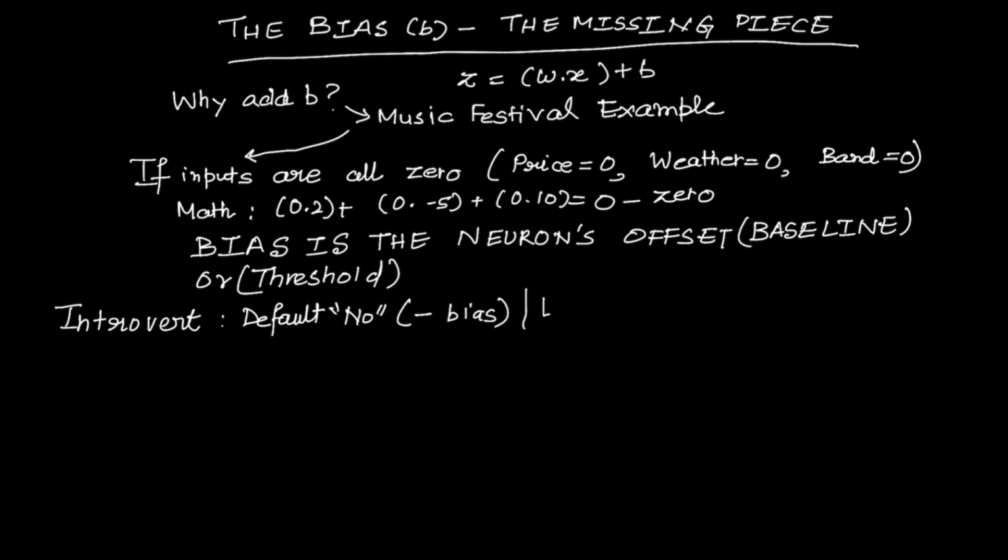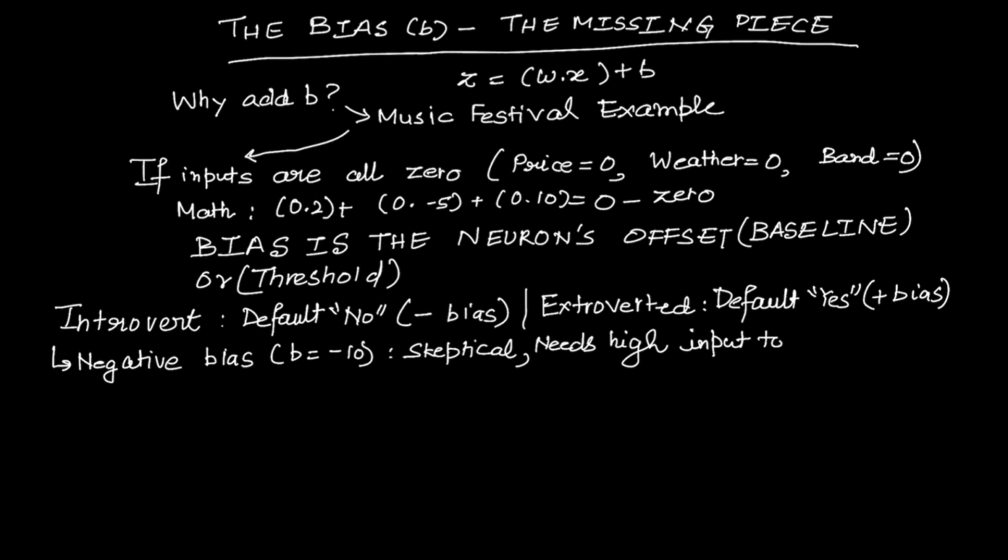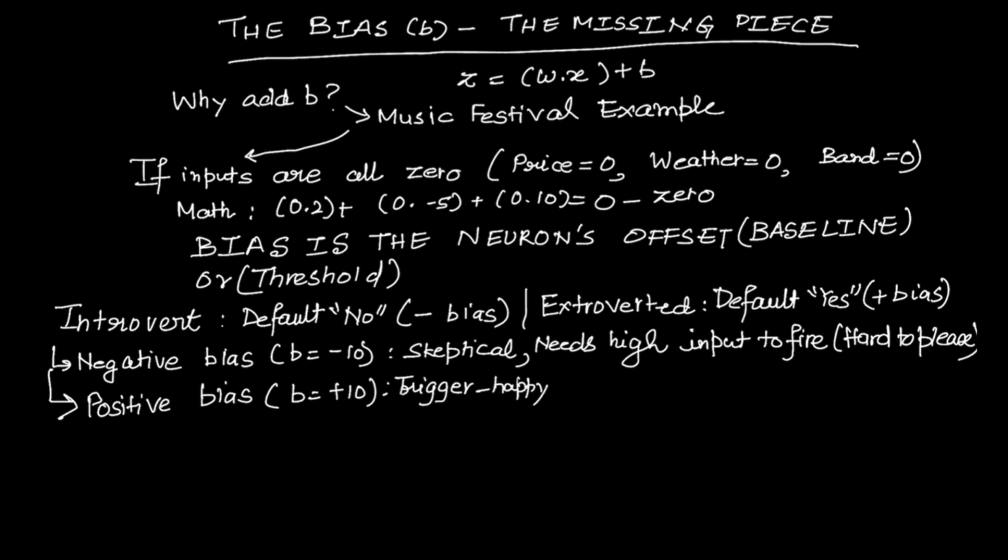This is what bias is. It is a neuron offset. It represents the threshold that needs to be crossed before the inputs even matter. A negative bias like -10 means the neuron is skeptical. It needs a lot of positive evidence or high inputs to overcome that negative bias and fire. It's hard to please. A positive bias like +10 means the neuron is trigger happy. It is already halfway to firing before it even sees any data.